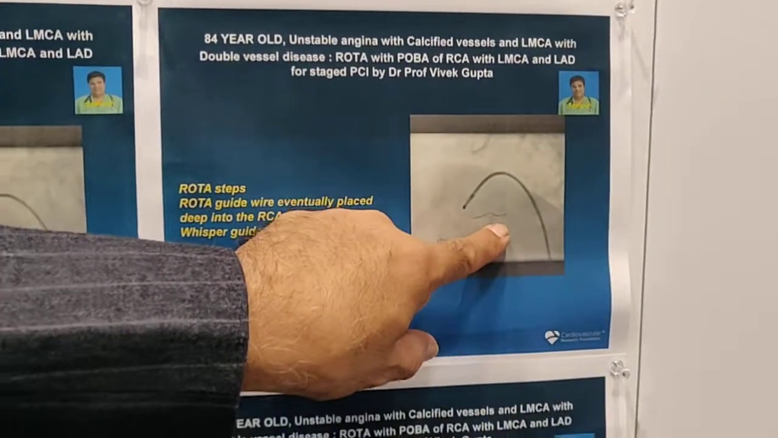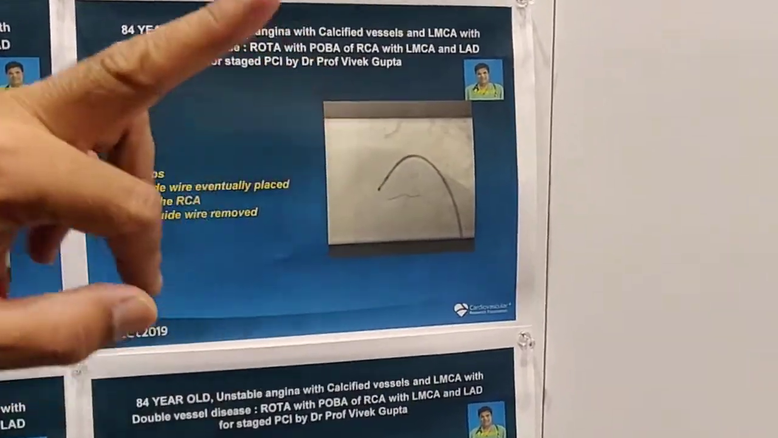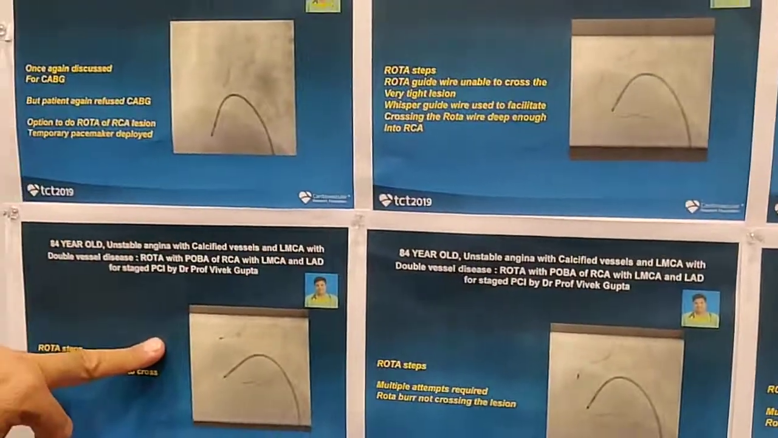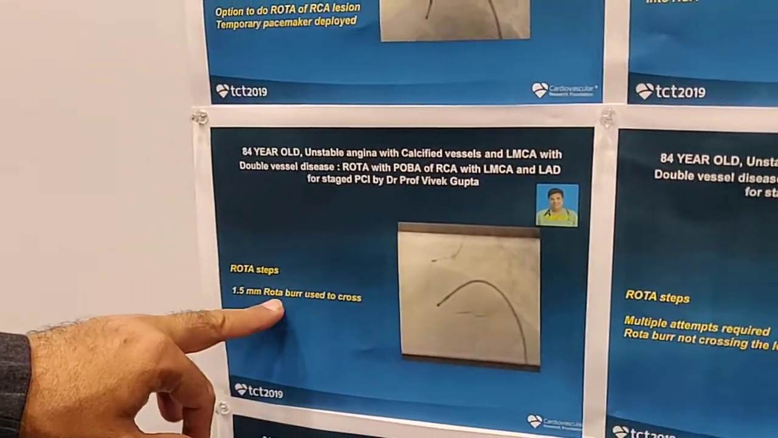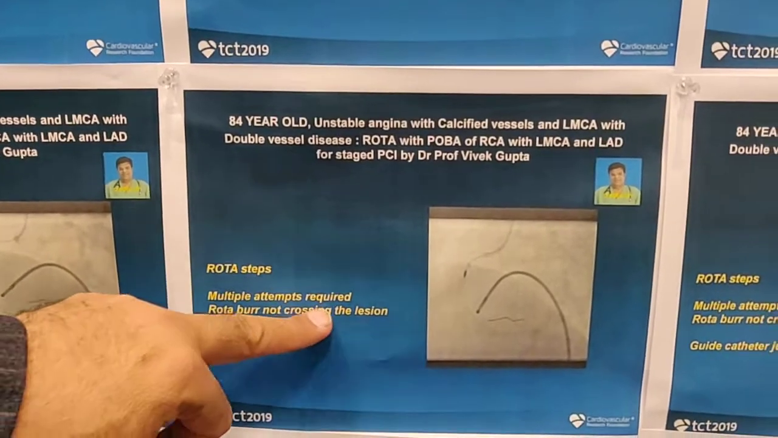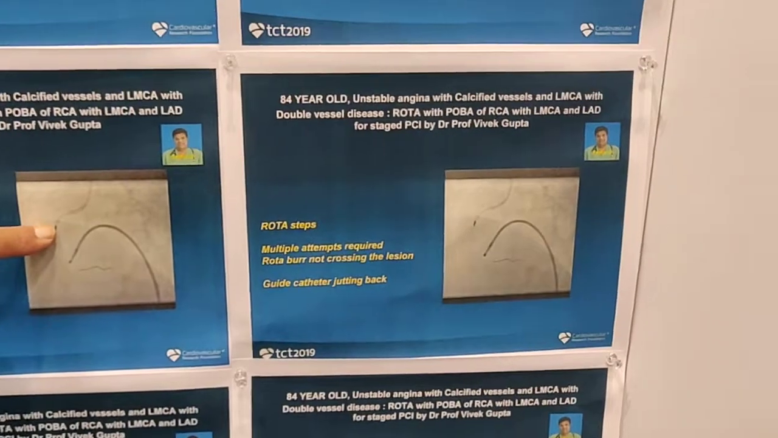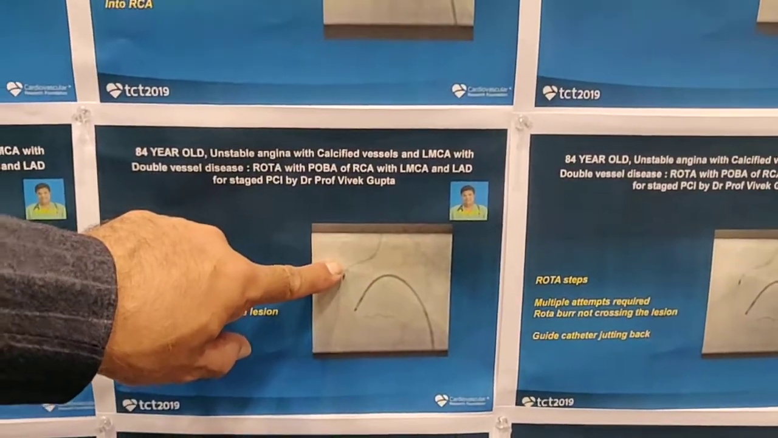So now we have the rota wire here distally with a temporary pacemaker, and we are set to go for rotablation. The rotablation machine was set up, and a 1.5 millimeter rota bar was used to cross, but unfortunately multiple attempts were required. The rota bar could not cross the lesion. It was stopping here. With a good optimal rotational speed, it was crossing, then stopping here.